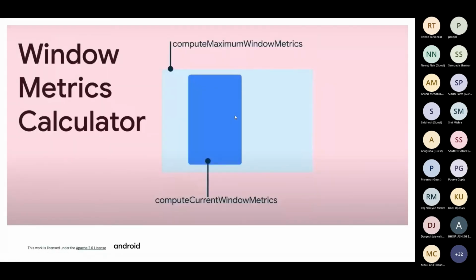Okay, so window matrix calculator. So what exactly does the window matrix calculator do? Whenever we have a laptop in our hand, we can minimize any small applications which we are using. So this dark part is the application. It uses compute current window matrix and compute maximum window matrix, the total size which your device can handle. So this matrix calculator basically calculates both things, depending upon our requirement.